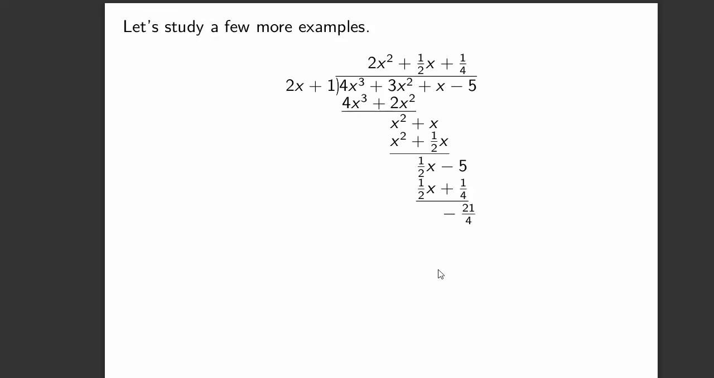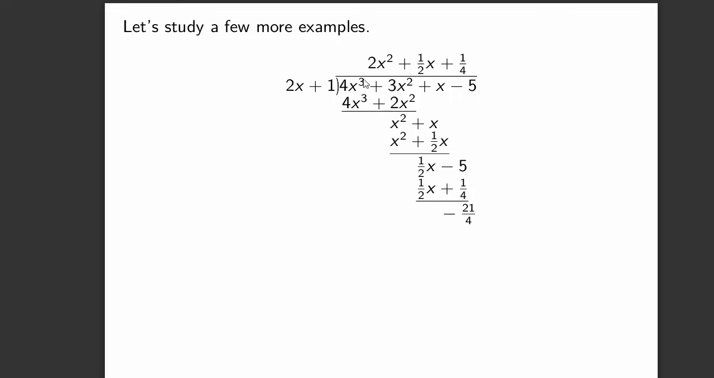Let's take a few more examples. So a little more complex example. Here we have a cubic polynomial as a dividend. Cubic means having degree equal to 3, and we have a linear polynomial as our divisor: 4x cube plus 3x square plus x minus 5 divided by 2x plus 1.